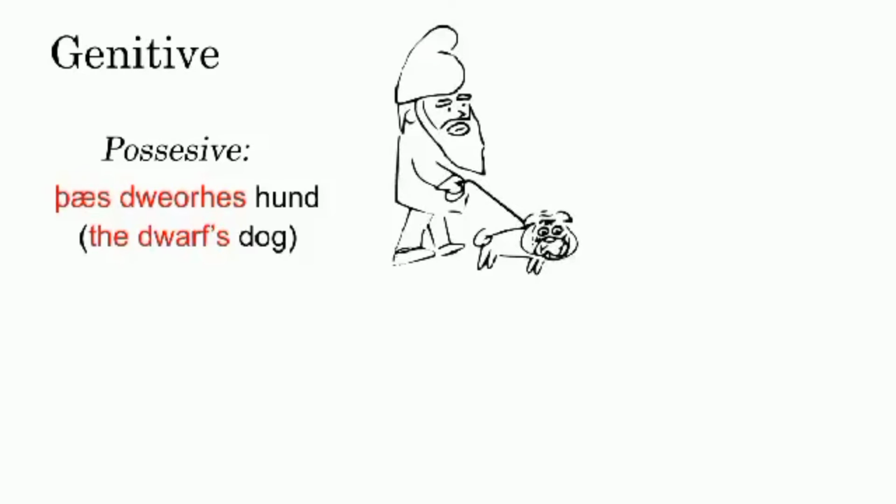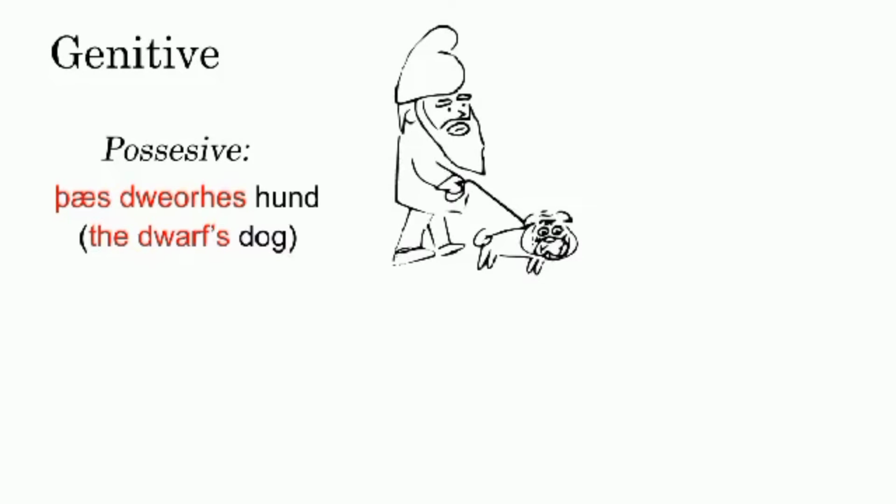Genitive, the possessor of something. The main function of the genitive is to mark the possessive. If we want to say that it is the dwarf's dog, we use the genitive form of "se dwerg," "þæs dwerges," "þæs dwerges hund." In modern English, this genitive form survives as the apostrophe s, as in the dwarf's dog.